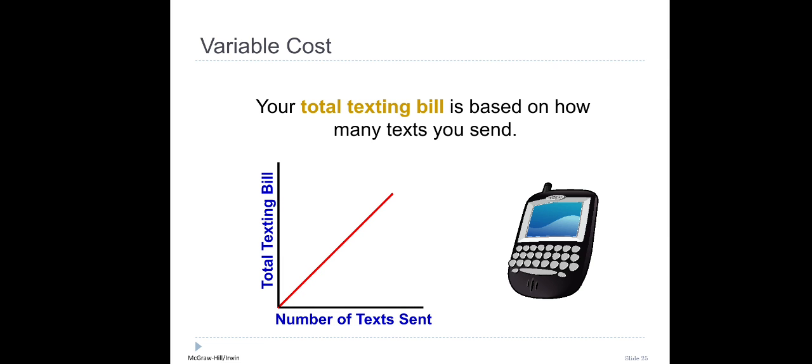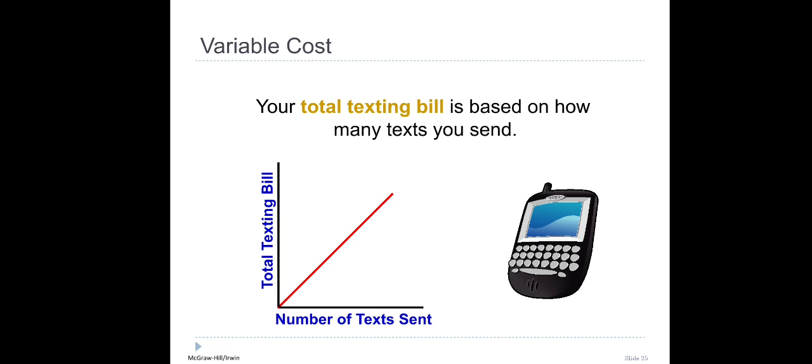Okay, this is an example of variable cost. Remember, I have told you a variable cost is a cost that will change when the activity or quantity of production is changing. So this is an example. In this slide, you can see an everyday life example.